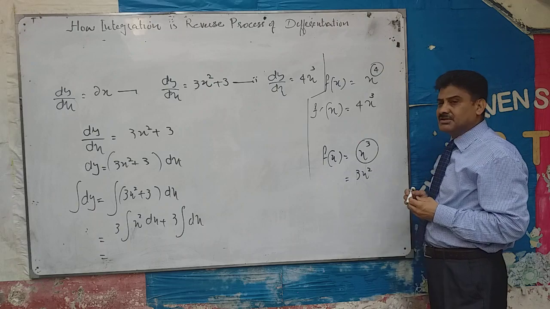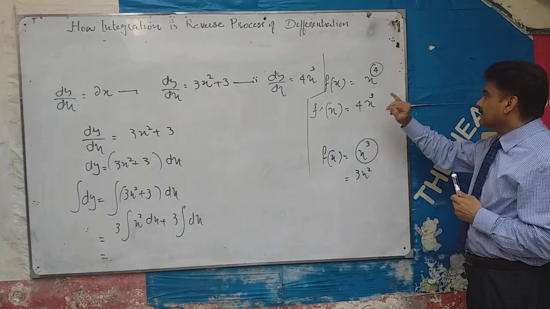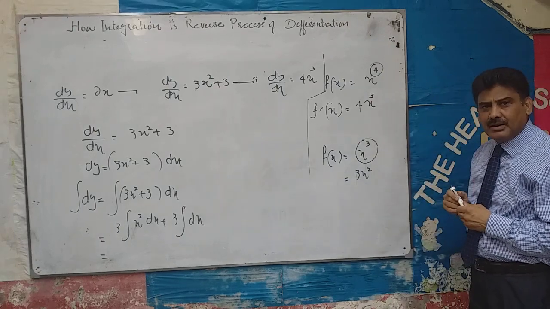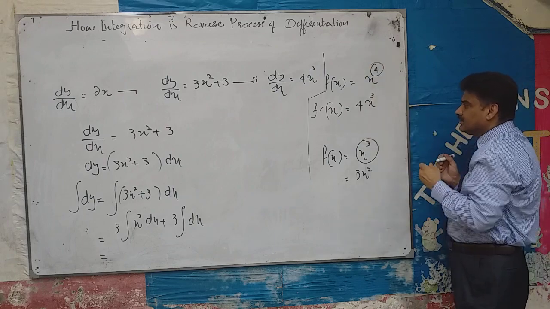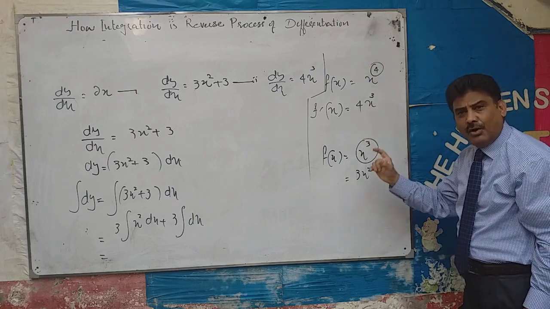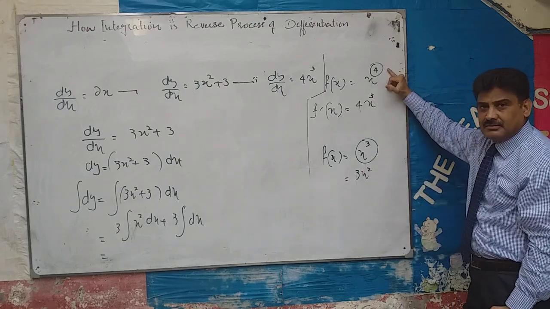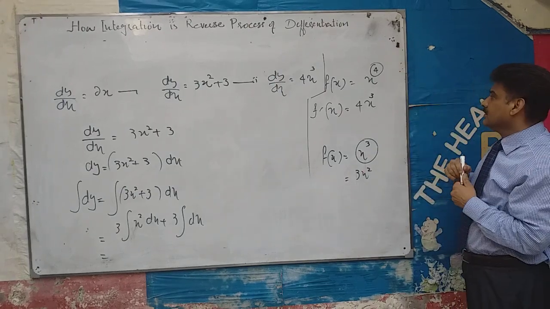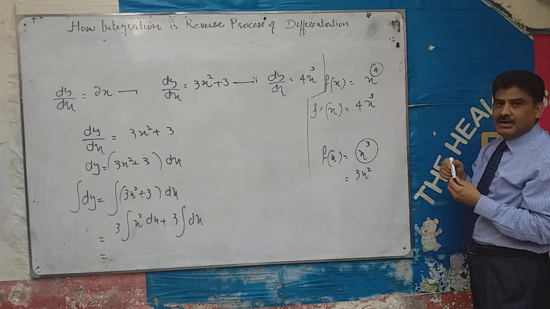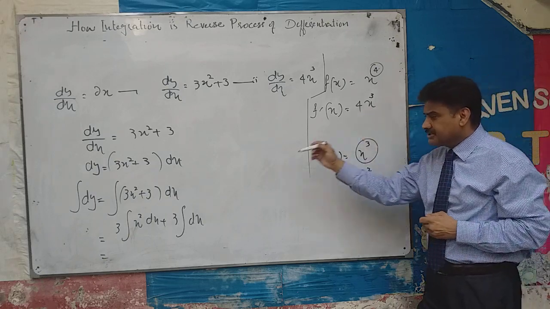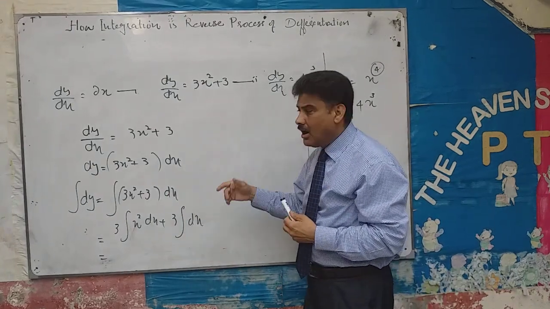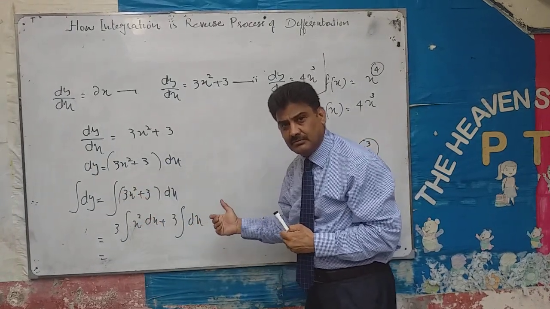In a differentiation problem, we multiply the function with its power before decreasing 1. Before decreasing 1, this is 4 and this is 3. Before decreasing 1, we multiply the function with the power. But in integration, we divide the function after increasing 1. Is it clear?